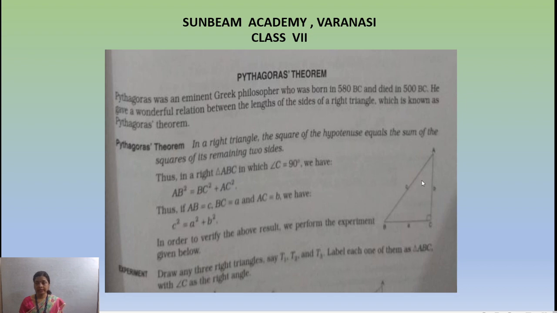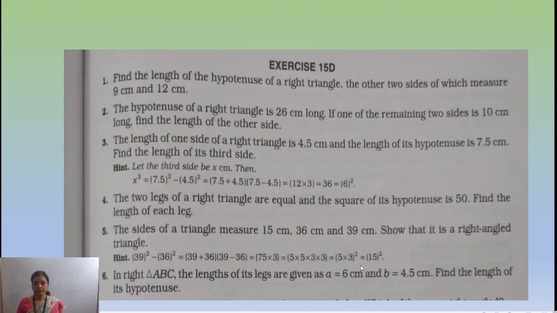ABC is a triangle where AB is the hypotenuse and its square is equal to the sum of the squares of the other two sides. Only you have to write the Pythagoras theorem, and you have to draw this triangle. After that, children, this is the exercise.